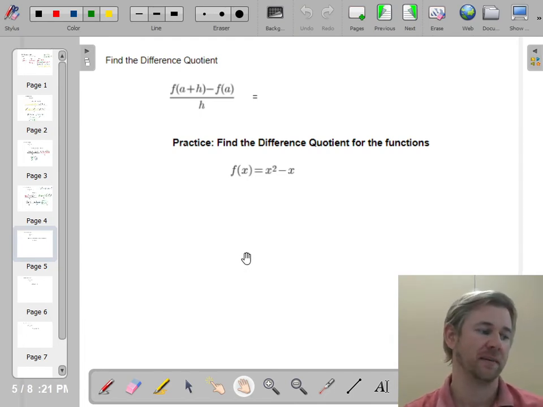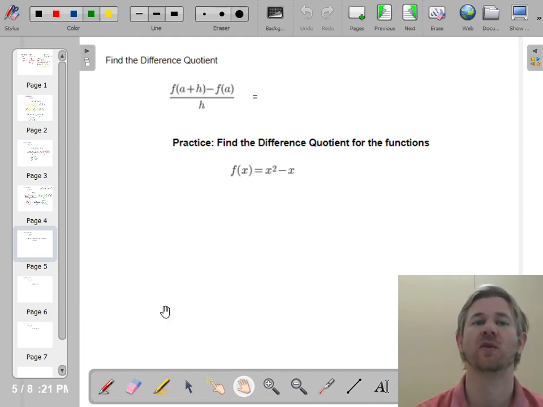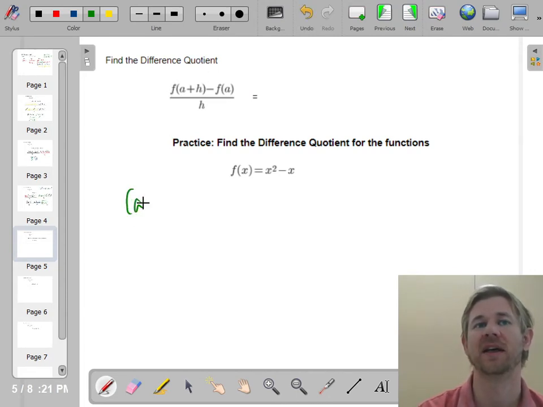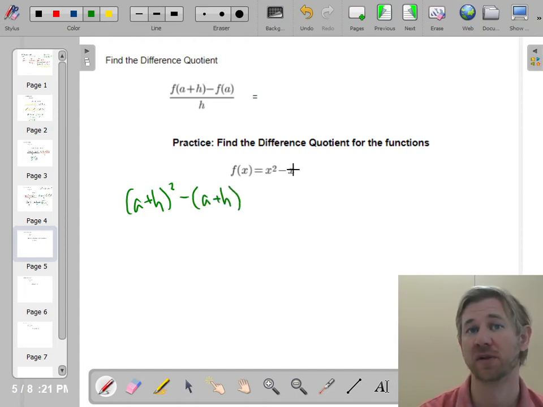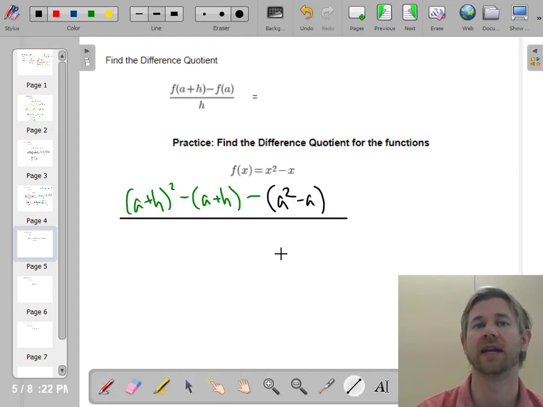Couple more problems here. So find the difference quotient for the functions. I'm going to do the same thing, f of a plus h. So that would be a plus h squared minus a plus h. If you plug a plus h in here, you need parentheses. So that's f of a plus h minus quantity f of a, which would be a squared minus a. And this is all over h.